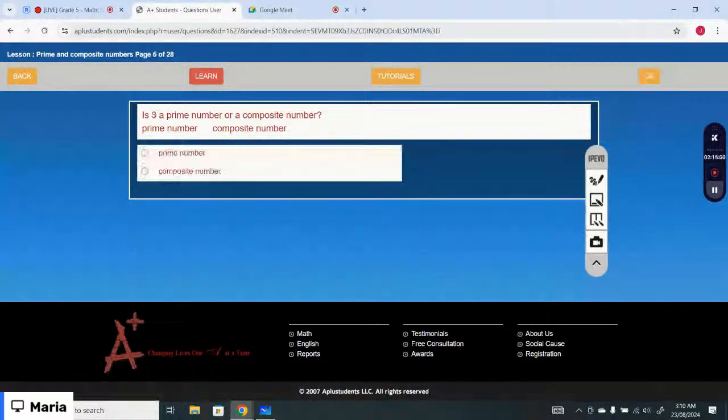The next one: is 3 a prime or a composite number? So which is the correct option? The correct option is... 3 is a prime number, right? 1 times 3 is 3. So 3 has only two factors, that is 1 and 3. So yes, 3 is a prime number. The correct option is prime.